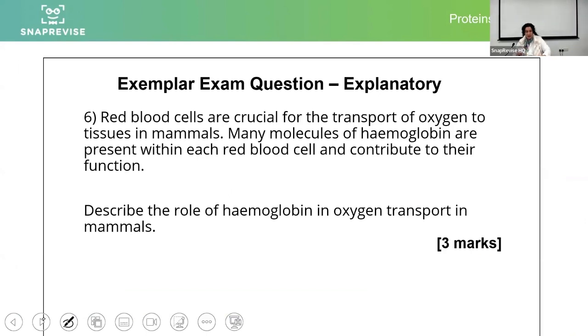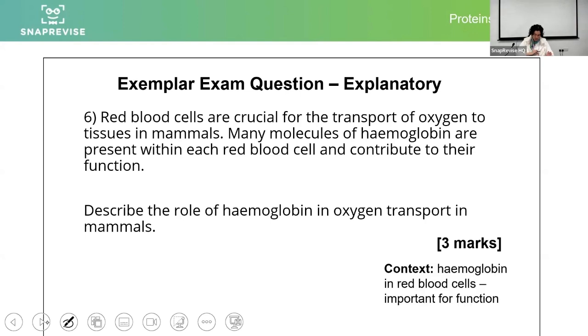Let's have a look at a classic exemplar question. Red blood cells are crucial for the transport of oxygen to the tissues in mammals. Many molecules of hemoglobin are present within each red blood cell and contribute to their function. Describe the role of hemoglobin in oxygen transport in mammals. 3 marks. Only describe, no explain.